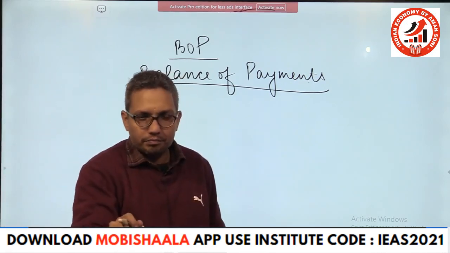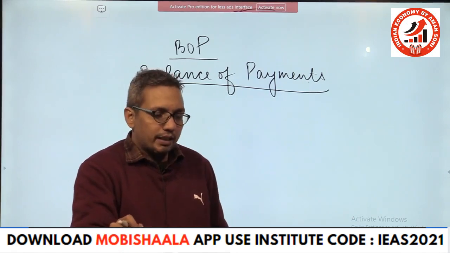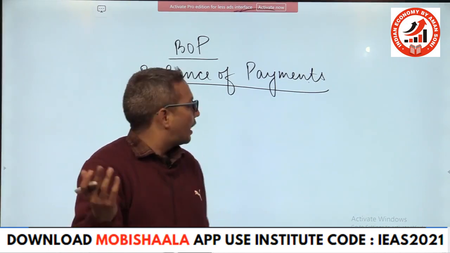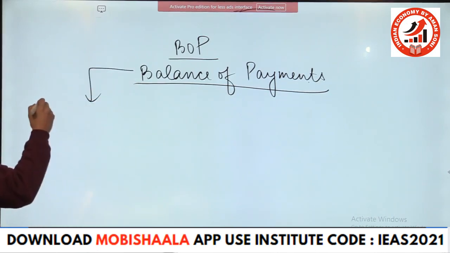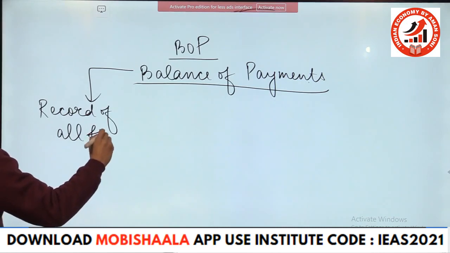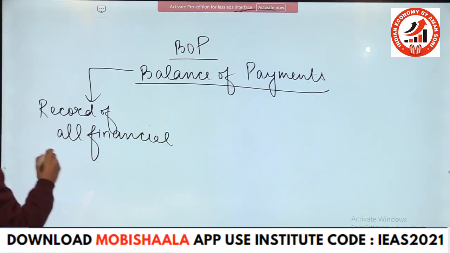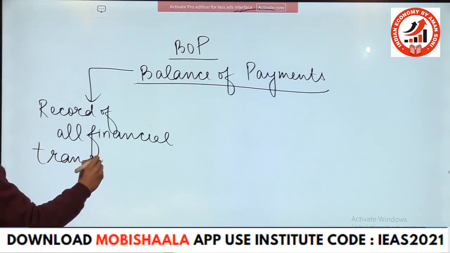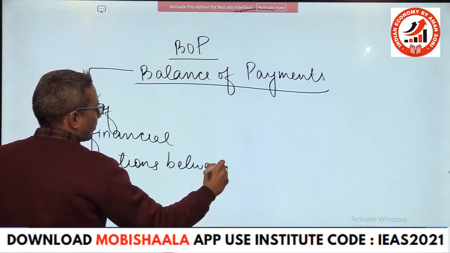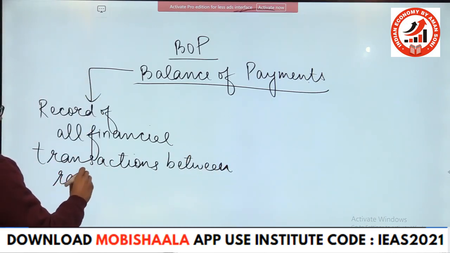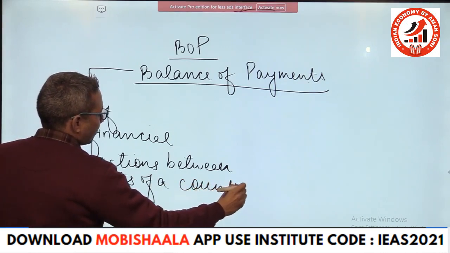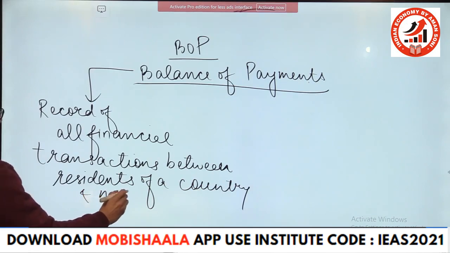If you remember, we have discussed the definition of budget. Budget is an annual financial statement of the government telling about its income and expenditure. If I talk about balance of payment, it's also a record of all financial transactions between residents of a country and non-residents. I'll explain it, don't worry.